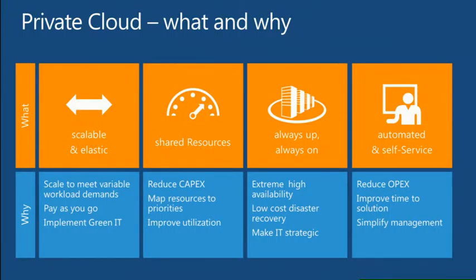The third thing is always up and always on. This is about high availability, right? Private cloud is a consolidation of multiple single tenants and multiple single resources. So you're putting all your eggs in one basket. You don't want that thing to fall down, right? Because individually they may not be as valuable, but together, it's important for you. So that's the idea here: the extreme high availability and the low-cost disaster recovery, making this a strategic move for your IT department.